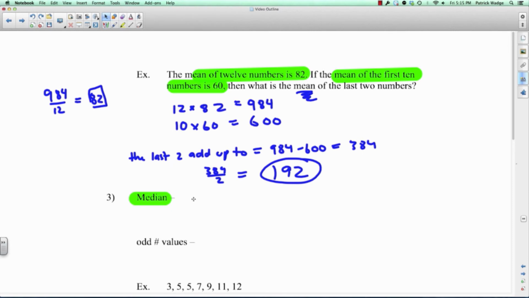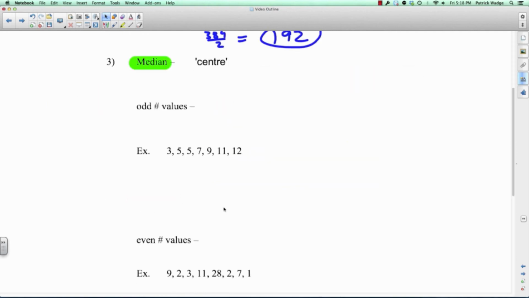All right, median is the last one. Median is the center, or the middle. So my memory device for that one, where's a median on the road? You know what a median is? It's like the island in the middle of the road. So a median is in the middle, or the center. Okay, there's two situations for the median. There's when there's an odd number of values, and when there's an even number of values.